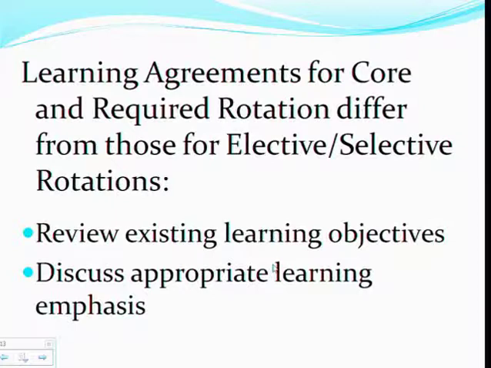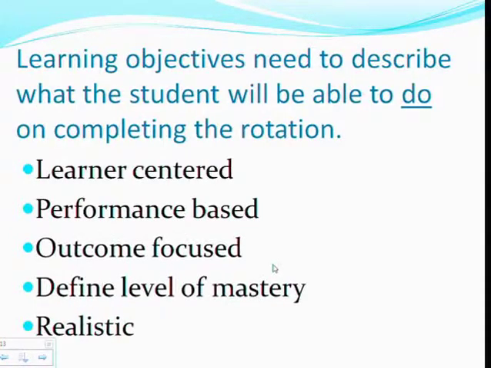Learning agreements for core rotations differ slightly from those for electives and selectives. For a core rotation learning agreement, there will already be learning objectives that have been pre-identified as being appropriate by the rotation chair. Just review those with the student. For those that are for the elective and selective rotation, it is up to you as the preceptor to discuss the appropriate learning emphasis and to write some learning objectives for that particular rotation.